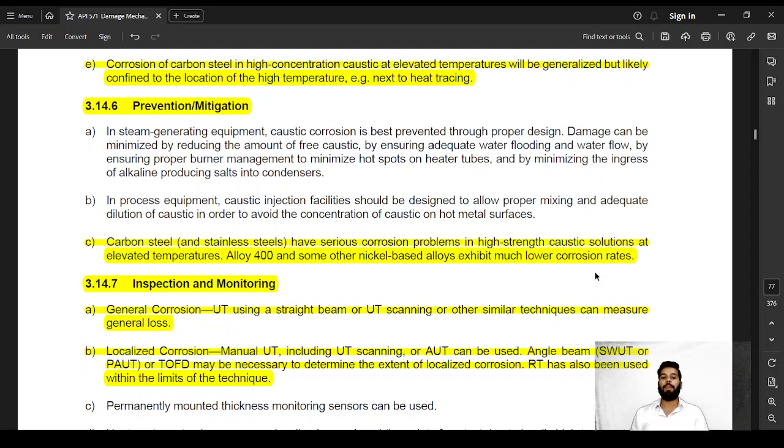In process equipment, caustic injection facilities should be designed to allow proper mixing and adequate dilution of caustic in order to avoid concentration of the caustic on hot metal surfaces. Carbon steel and stainless steel have serious corrosion problems in high strength caustic solutions at elevated temperatures. Alloy 400 and some other nickel based alloys exhibit much lower corrosion rates.